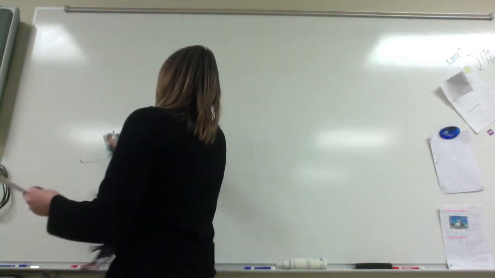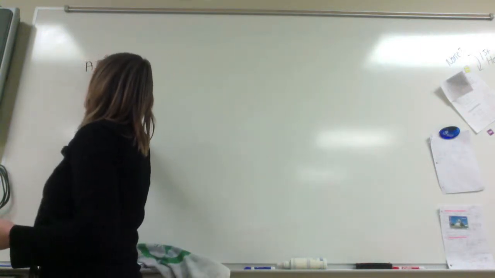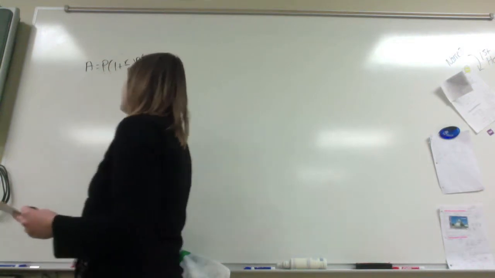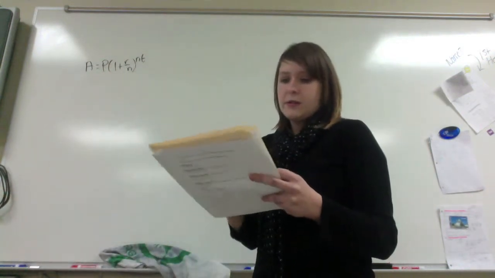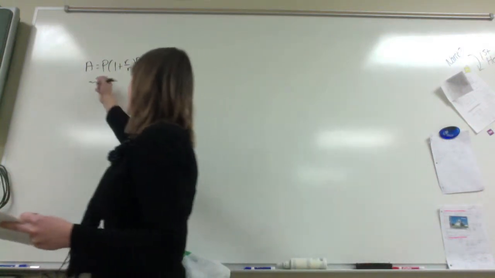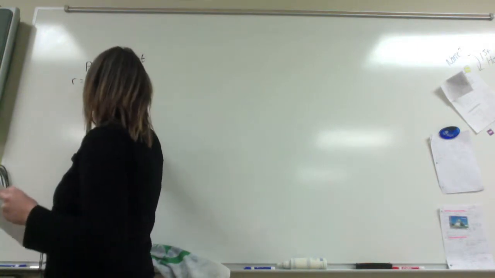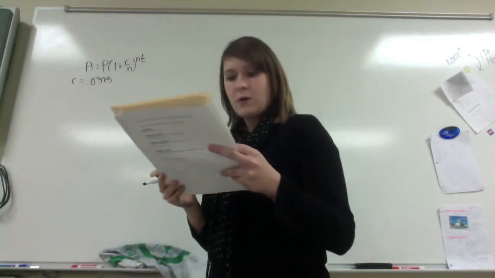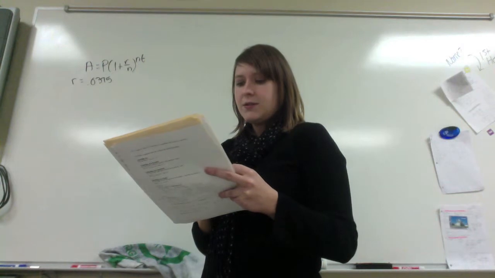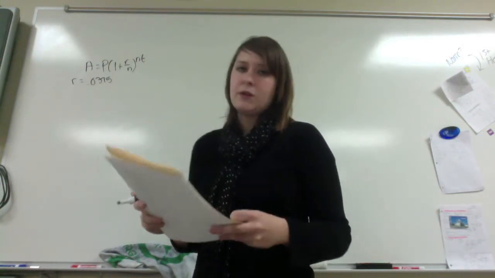Remember that if we're compounding monthly, we need to use our compound interest formula, which is A equals P times 1 plus r over n to the nt. Okay, so I know that my interest rate is 3.75%, so my r is going to be 0.0375. Okay, and I am looking for how many days it takes to double the amount that I deposited.